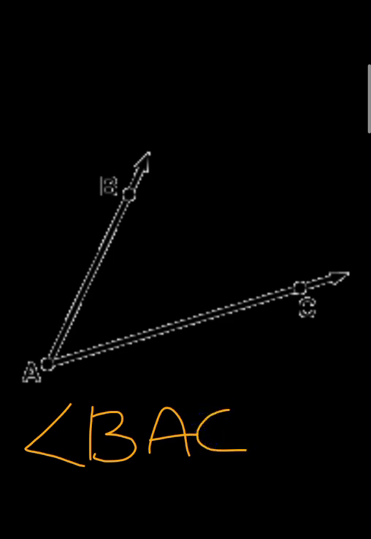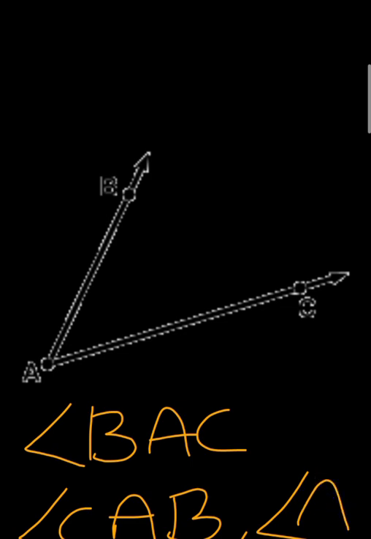See this angle here, BAC. What is the vertex here? A. A should be in the middle, so we can write this angle name as angle BAC, or else angle CAB, or simply we can write as angle A, vertex name.